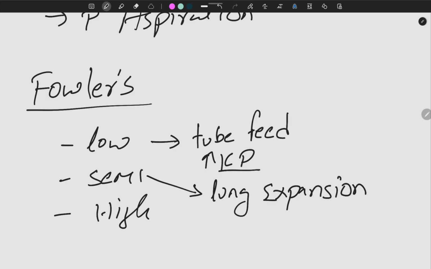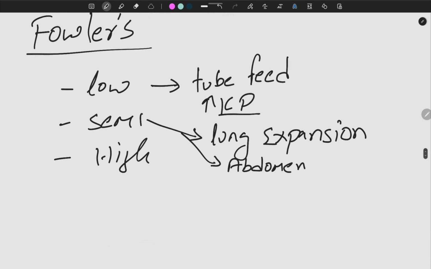Okay, for lung expansion to take more breath. And also we can use it for the surgical site following surgeries. So when the patient has undergone surgeries related to the abdomen, we can use the low Fowler's, semi Fowler's position.